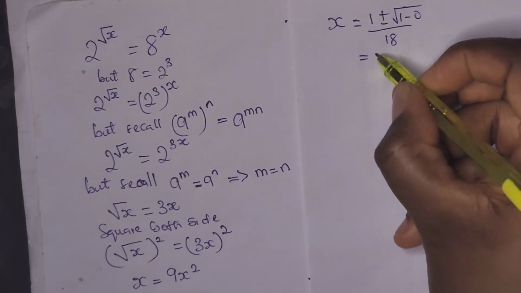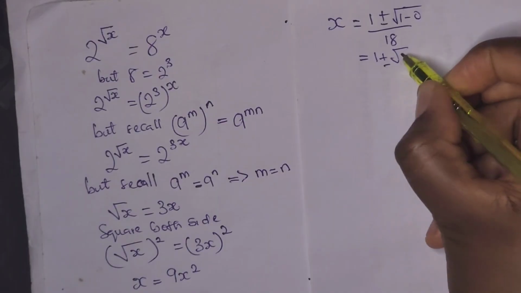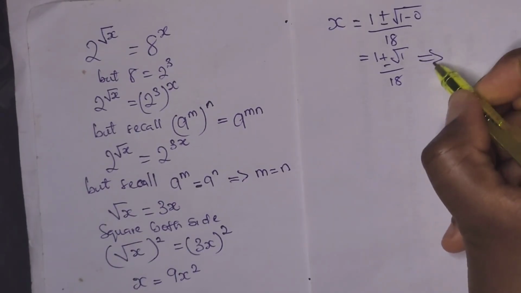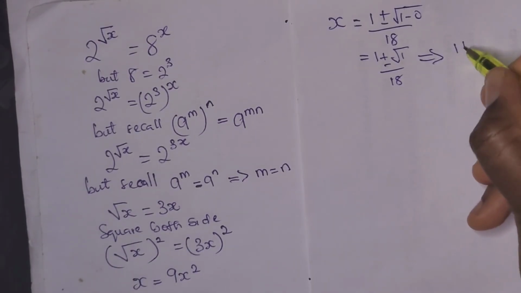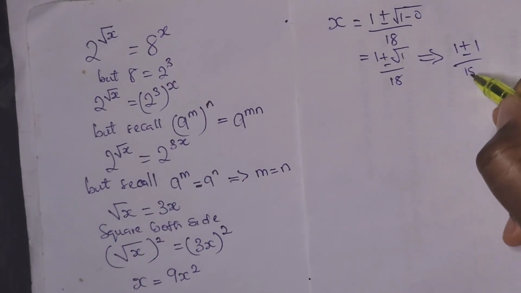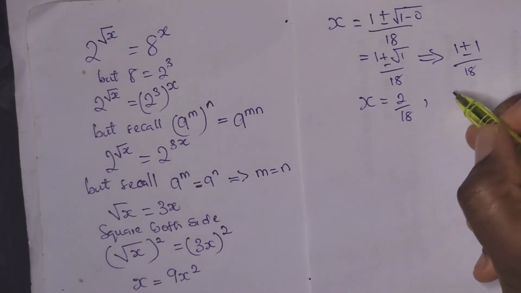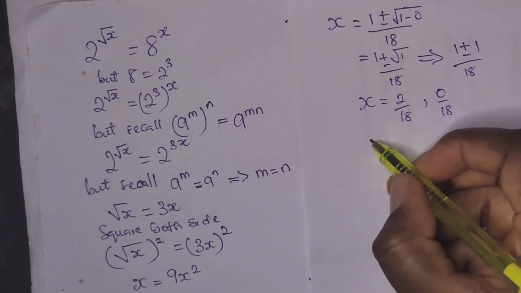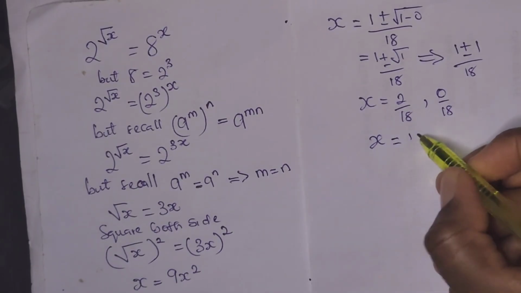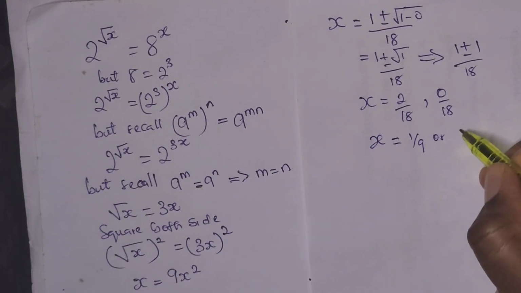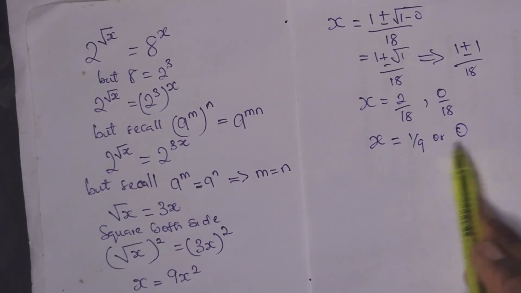So from here, this is 1 plus or minus root 1 over 18, which implies 1 plus or minus 1 over 18. So x is equal to 2 over 18 or 0 over 18, which simply means that x is equal to 1 over 9 or 0. So we are going to be verifying these two values.